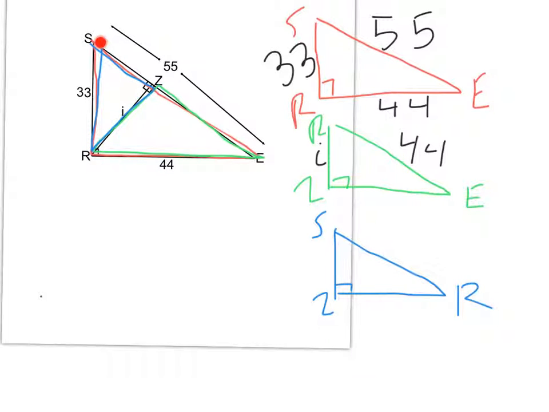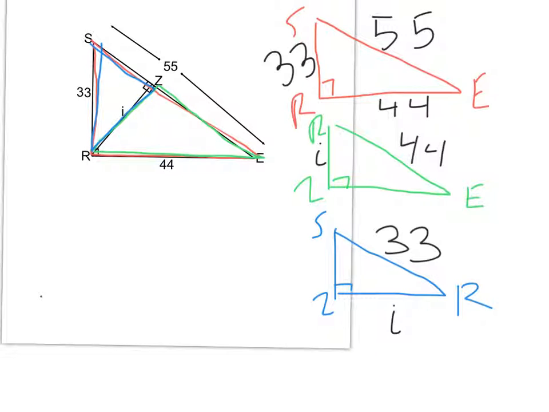All right, now looking at our smallest triangle, we see it has side length SR, and SR up here, we know it's 33, so we can add that in. And we also see it has side length RZ. But this time it's the base of our triangle, it's the longest leg, and that is I again, RZ.